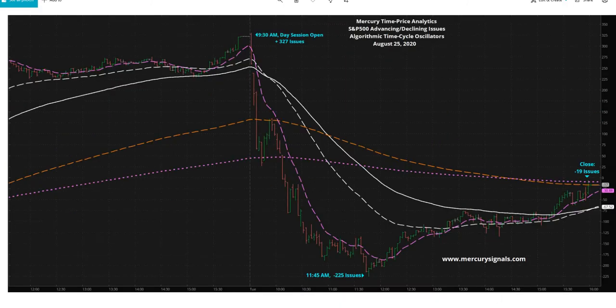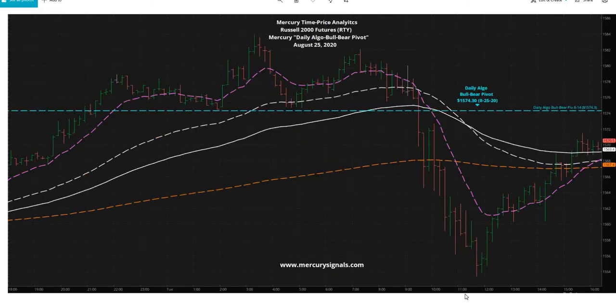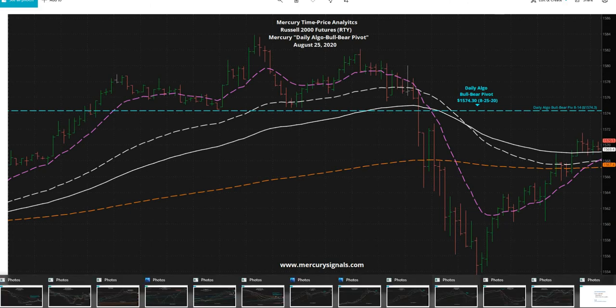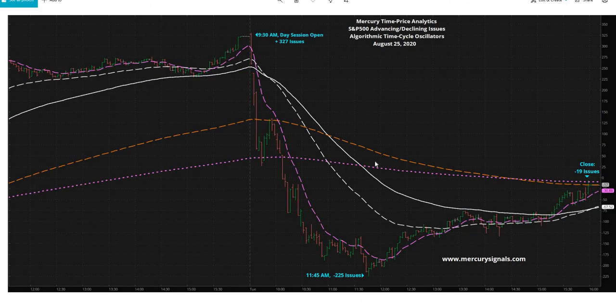Now this is a peach. Let me make sure I didn't miss one. Okay. This is a peach. This is your S&P 500 advancing versus declining issues. Does that look bullish? Now, and I got a tweet.